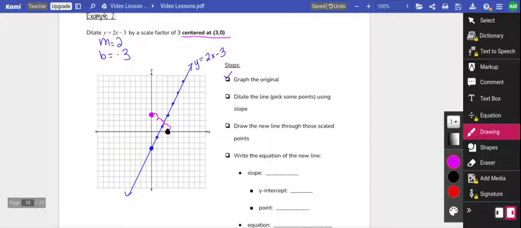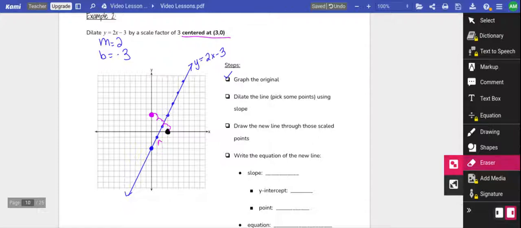Now I'm going to pick another point if I want. If I want to use slope-intercept form, I would pick another point. If I want to use point-slope, I actually don't have to pick a point. But I'm going to, because I think most of us like slope-intercept form. So I'm going to pick this point right here next. And I'm going to count to it.